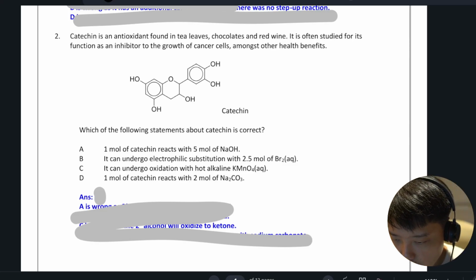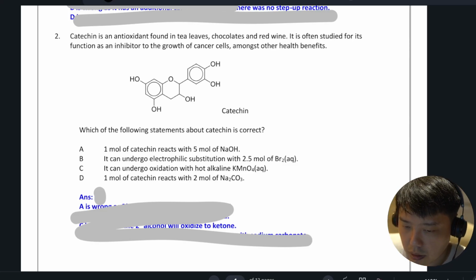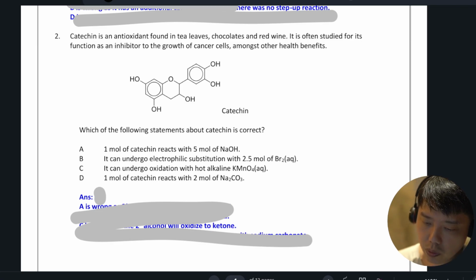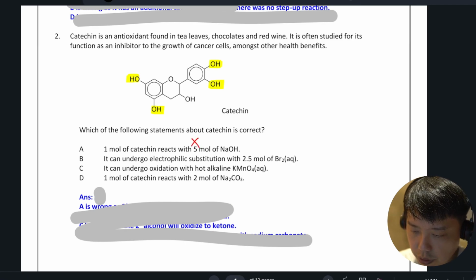Okay, question 2. We have catechin. Which of the following statements about this molecule catechin is correct? A: 1 mole reacts with 5 moles of NaOH. Yeah, phenol, which is acidic. That's 1, 2, 3, 4. So 5 moles is not correct. It reacts with 4.